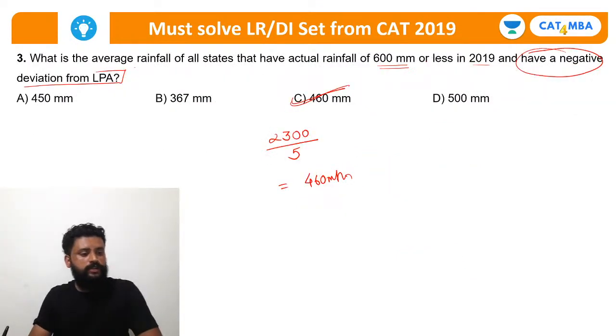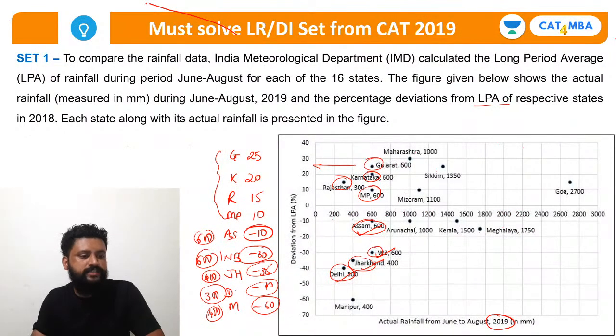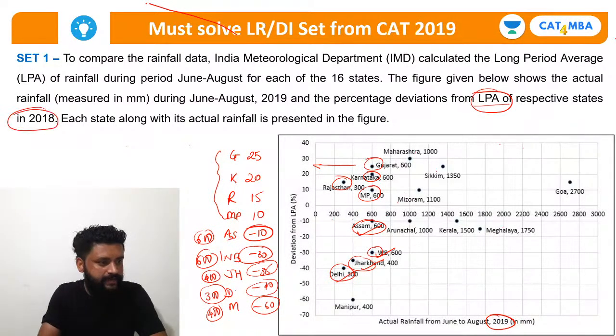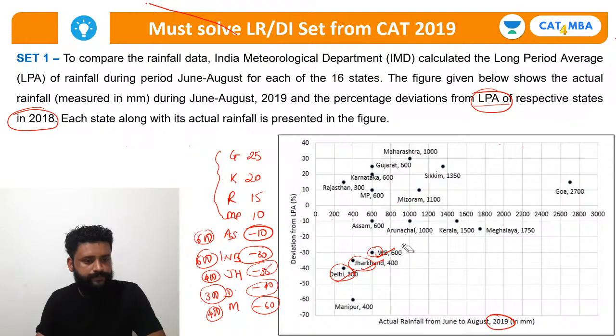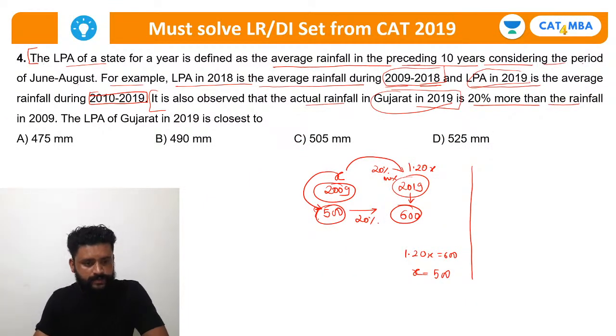Now we know the graph shows the actual rainfall of 2019 and its deviation from the LPA of 2018, as given in the question. So if you look at this value for Gujarat, Gujarat is 600 and the deviation is plus 25%. Look at the horizontal axis. Look horizontally. So 25% means LPA 2018.